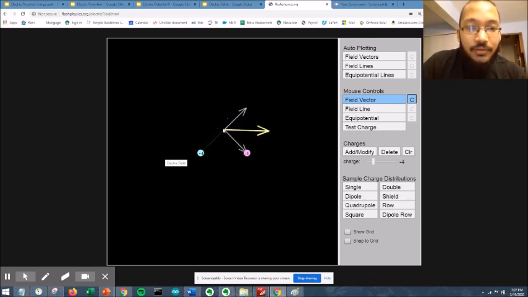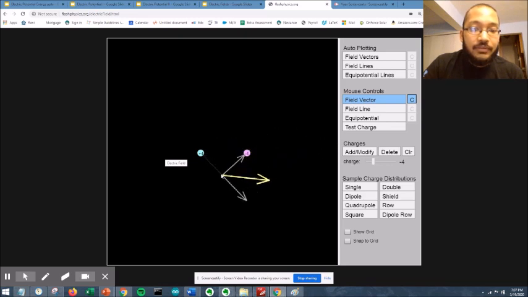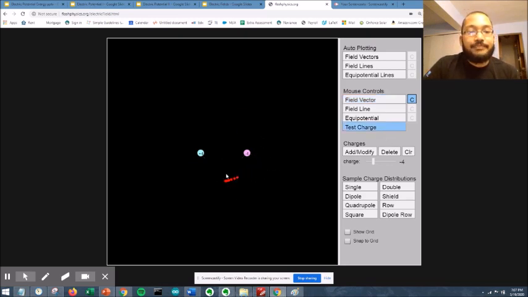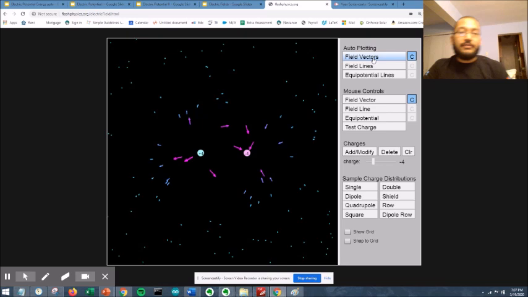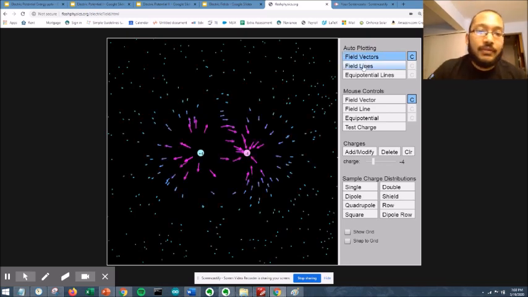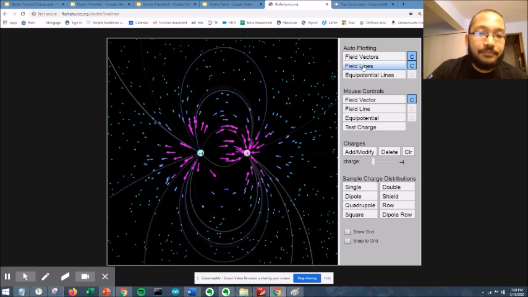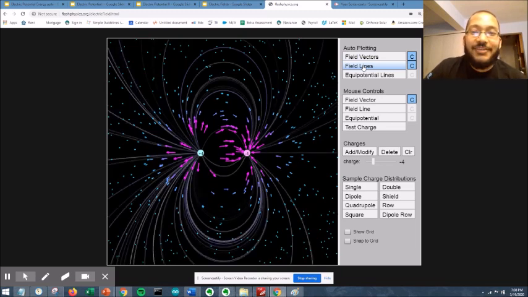Up here, you can see the two individual field vectors nicely, and the resultant is in bright yellow. And then down here, it's a similar story. The positive test charge would feel a force down and to the right from the positive source charge. The positive test charge would also feel a force up and to the right from the negative source charge. Cool. So here's the field vector representation, and then here's the field lines. Very, very aesthetic.